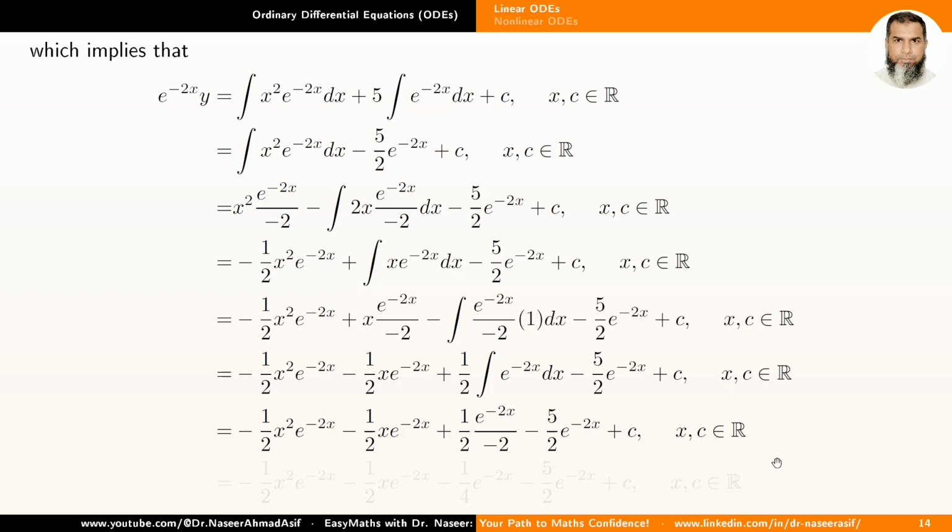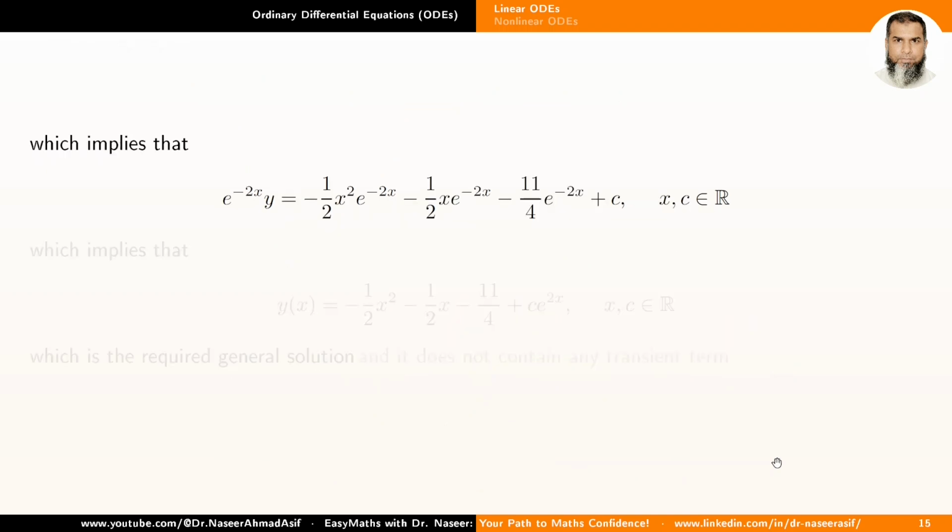So exp(-2x)y is equal to -1/2 x² exp(-2x) minus 1/2 x exp(-2x) minus 1/4 exp(-2x) minus 5/2 exp(-2x) plus c, where x belongs to R and c is arbitrary constant. Just simplifying, we have exp(-2x)y is equal to -1/2 x² exp(-2x) minus 1/2 x exp(-2x) minus 11/4 exp(-2x) plus c, where x belongs to R, c is arbitrary constant.